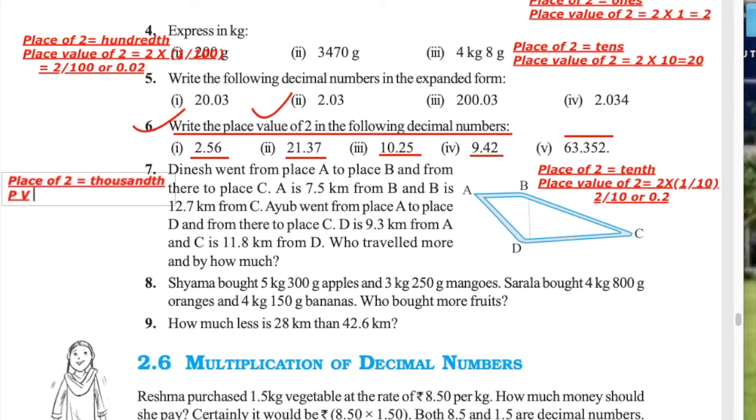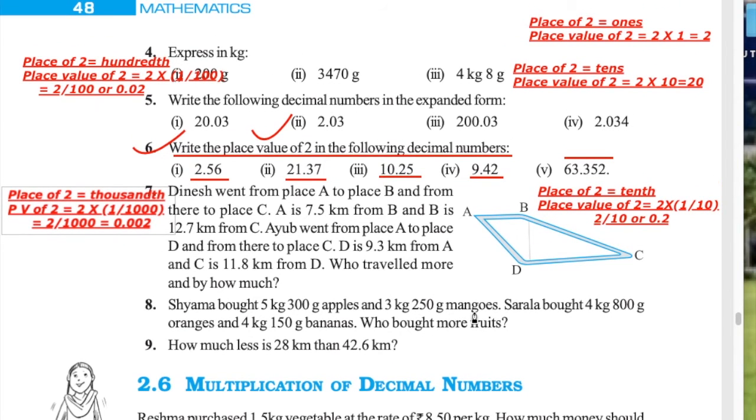Place value of 2 will be equal to 2 multiplied by the place. 2 is the face value. A place value is equal to face value multiplied by the place. So what will you get? Your answer will be, you know very well, 2 by 1000, or you can write 0.002. This will be your answer for all the parts of question number 6. Like this you have to write these statements. So cross check your answers.